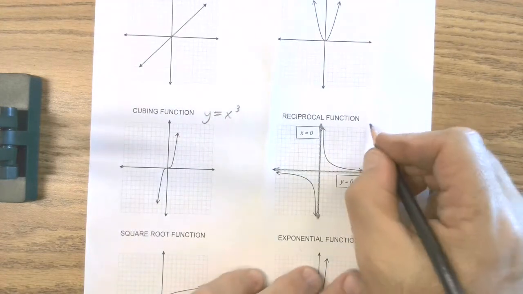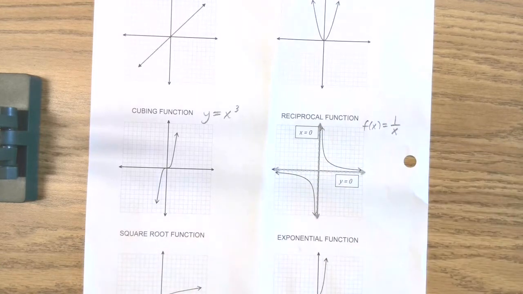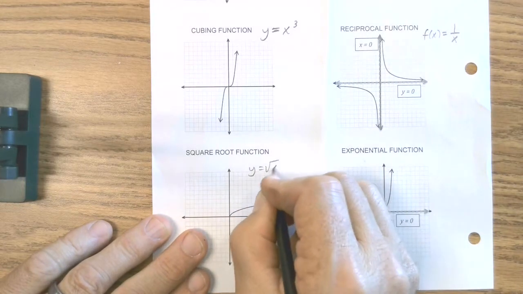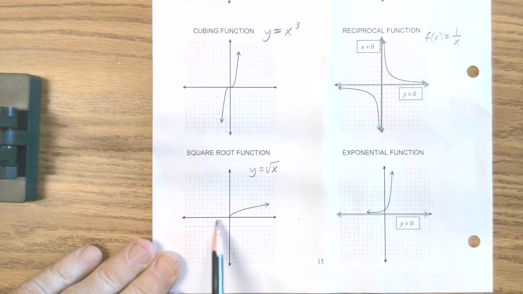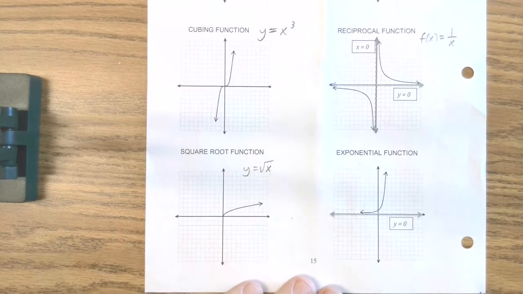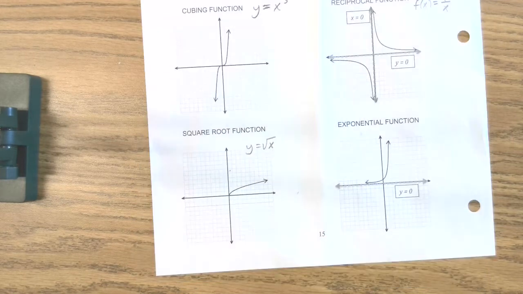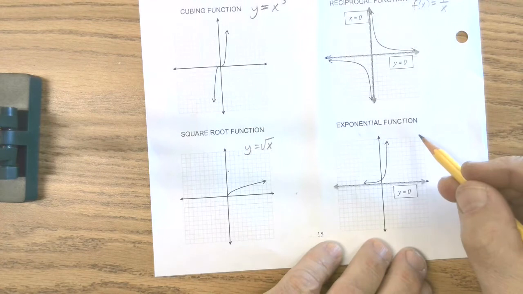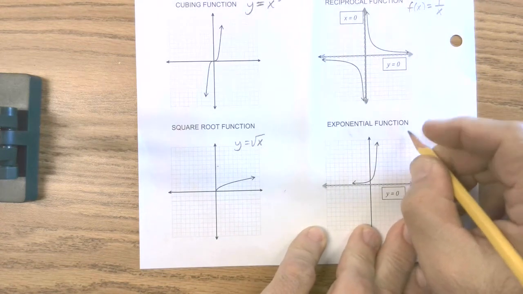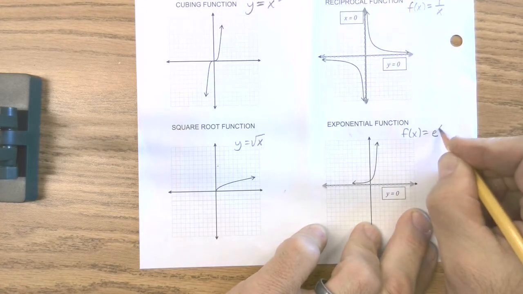The reciprocal function, this is f of x equals 1 over x. Square root function, this is y equals the square root of x. That's why there's no negatives in our x's, because you can't have a negative in your domain. Exponential function. And right here we have the exponential function, which there are different variations, but this class is going to refer to as f of x equals e to the x.